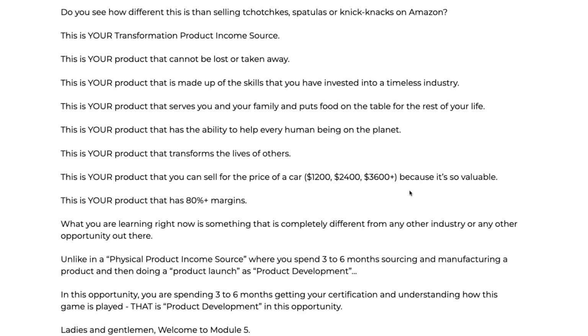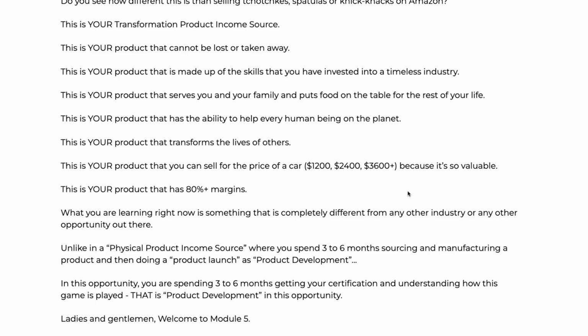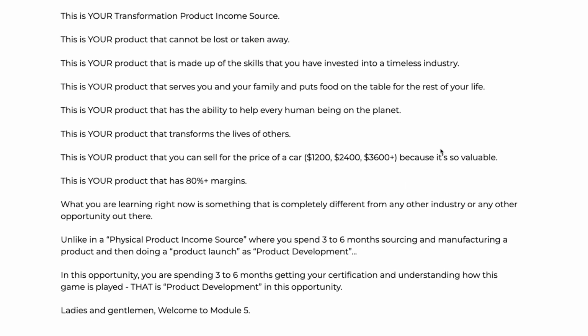This is your transformation product income source. This is your product that cannot be lost or taken away. This is your product that is made up of the skills that you have invested into a timeless industry. This is your product that serves you and your family and puts food on the table for the rest of your life. This is your product that has the ability to help every single human being on the planet. This is your product that transforms the lives of others. This is your product that you can sell at the price of a car, $1,200, $2,400, $3,600 plus, because of how valuable it is. This is your product that has 80+% margins.